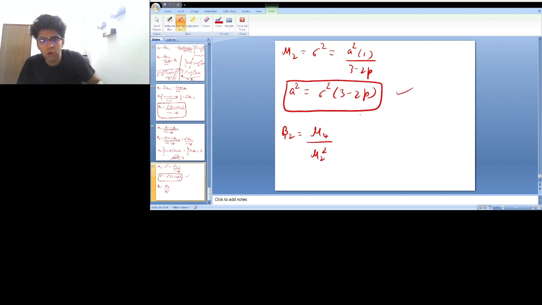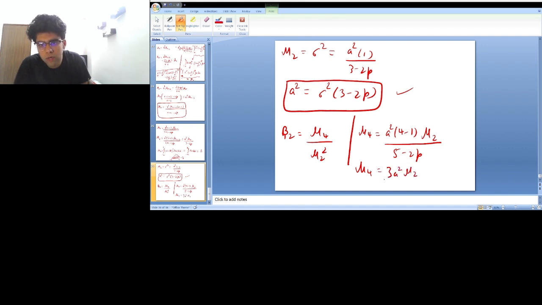So my mu 4 will be just replacing 4 in place of r. My formula for the rth moment was a square r minus 1, now replacing 4 in place of r, 4 minus 1 mu 4 minus 2, so this gives me mu 2 divided by 4 plus 1, 5 minus 2p, right?